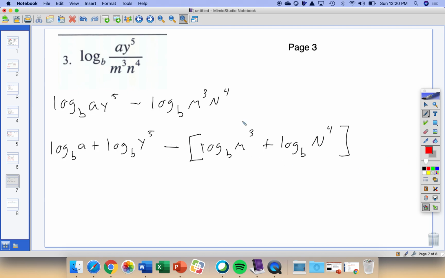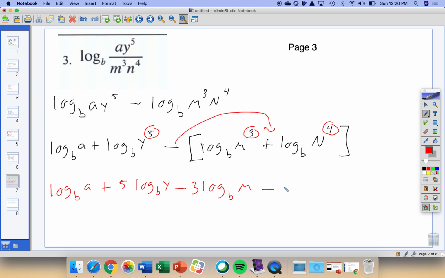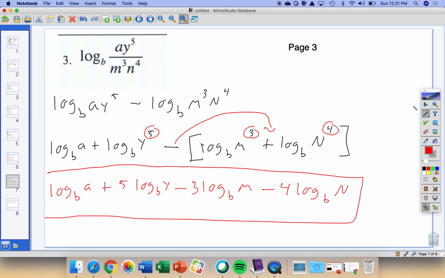And then last but not least, I want to take all of my exponents and bring them into the front. So it would be log base b of a plus 5 log base b of y. Now I can also distribute the negative if I like. So negative, minus 3 log base b of m. And then I distribute the negative in here too. So minus 4 log base b of n. And this is my final answer of my fully expanded logarithm.